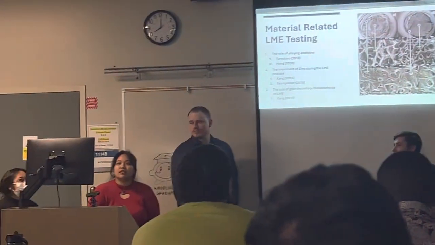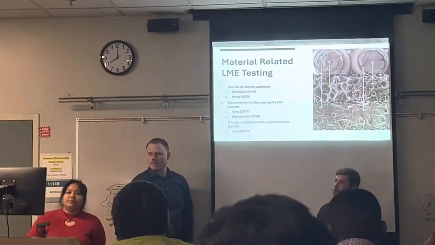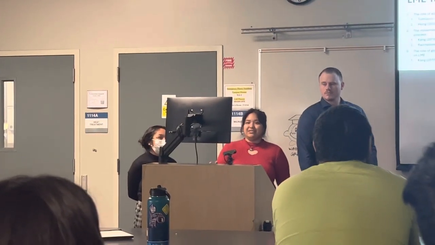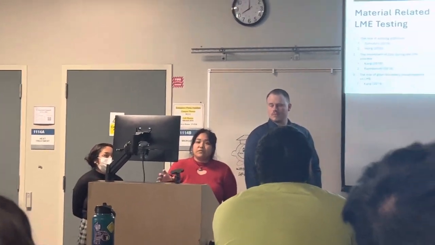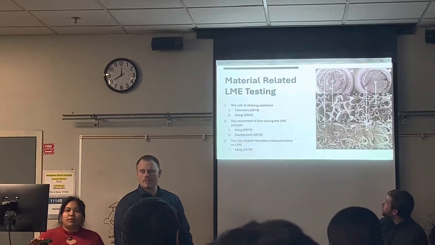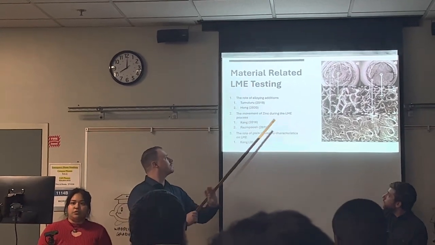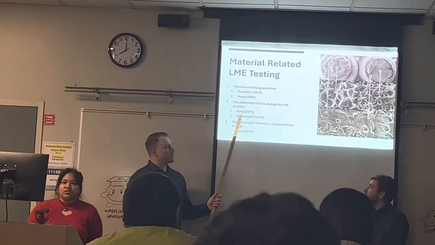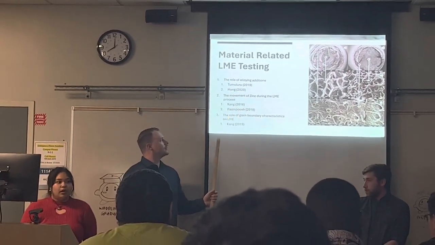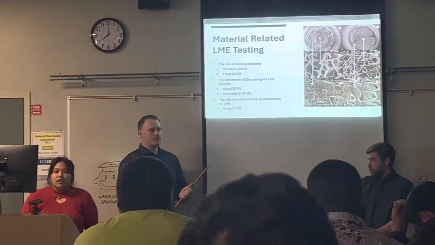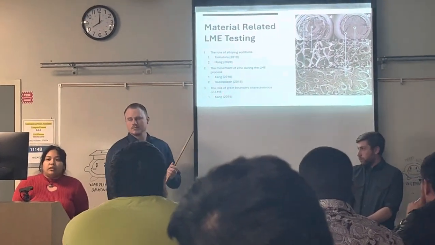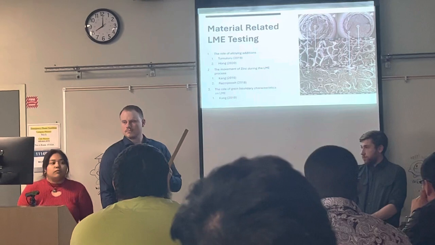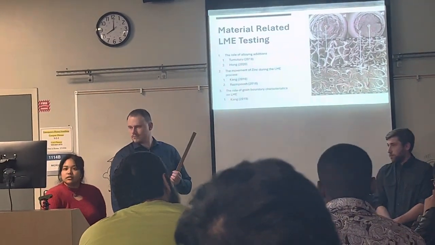Okay, and now onto the testing methods. Basically, there were a bunch of papers written on the material-related tests. Specifically, the role of alloying additions was studied by both Tomoru and Hong in 2019 and 2020. The movement of zinc during the LME process is also another big topic of study, by Kang and Rosin, who both wrote papers on it within the last 5 years. And lastly, the role of grain boundary characteristics on liquid metal embrittlement is also another topic of study. Those will be the three that we'll be focusing on in this presentation.